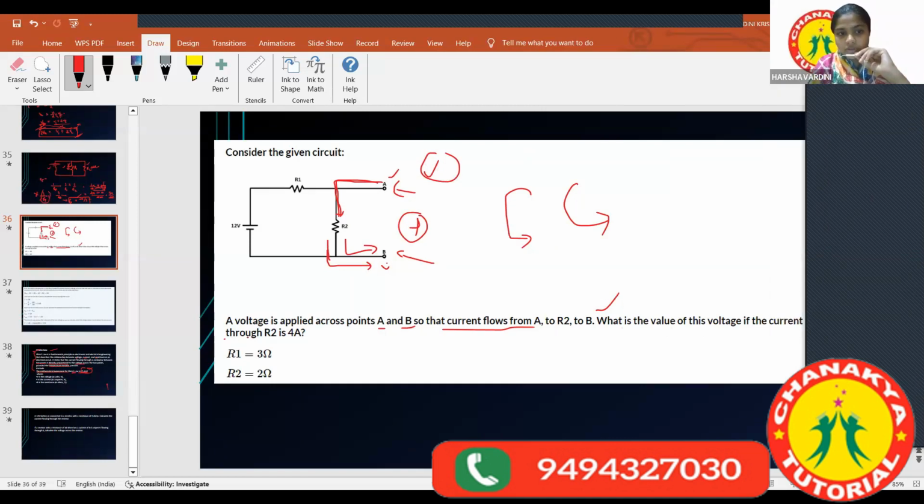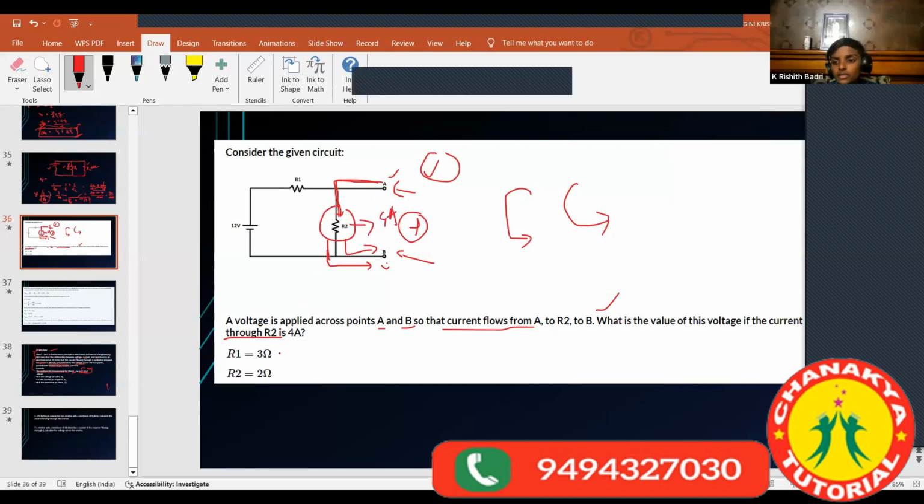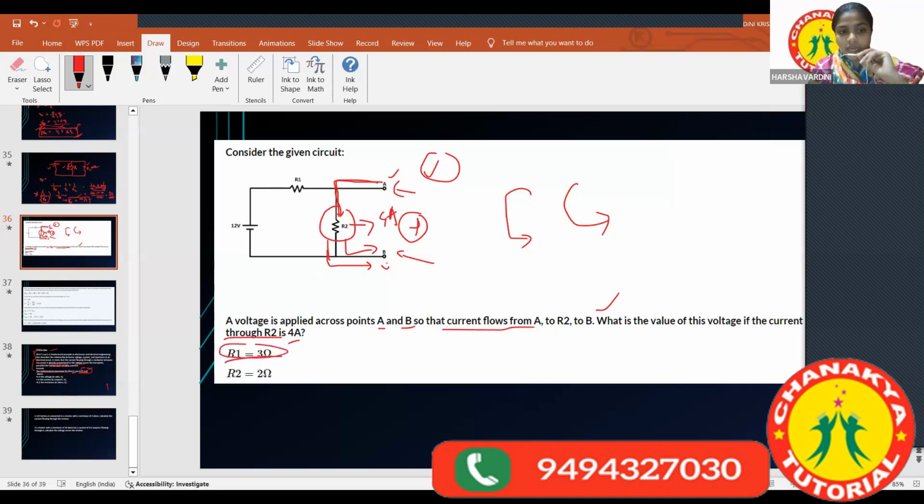If the current through R2 is 4A, as they have told us, then we have applied the voltage, and as a result of that voltage, current started flowing from A to R2, R2 to B. The current passing through R2 is given as 4A, that is 4 amps. They have given the values of R1 and R2. R2 is 2 ohms and the current passing is 4 amperes, and they are asking us to find the voltage.